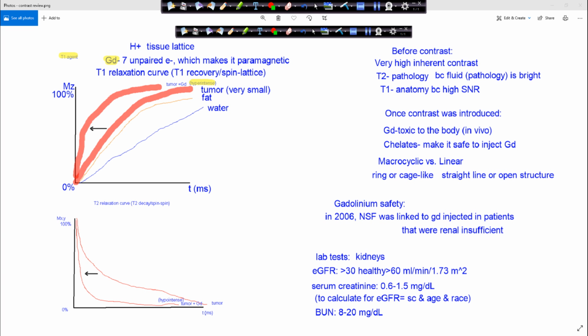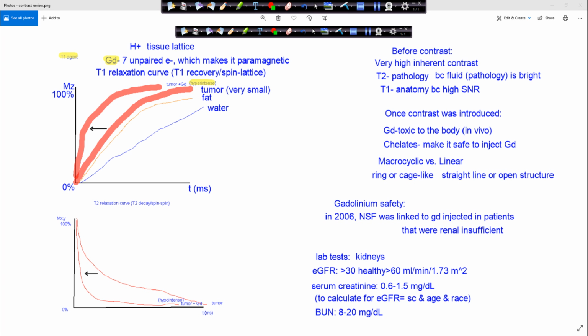So you can see here, before contrast, if we had a tumor, our relaxation curve is here. But then once we inject the gadolinium, it shifts our curve over to the left, causing that pathology to appear brighter because the tissue relaxes faster, and then you'll have more longitudinal magnetization for our next RF pulse. That is usually why gadolinium is considered a T1 agent, because we get hyper-intense structures post-contrast.